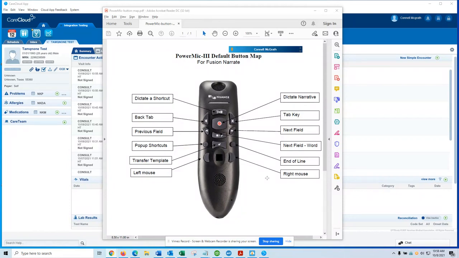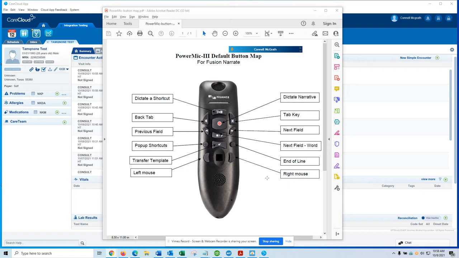I'm going to demonstrate using Fusion Narrate to navigate through CareCloud and dictate a patient encounter. Fusion Narrate has the unique ability to allow users to build their own navigation commands in any EHR. This reduces repetitive, multi-click tasks to a single voice command.